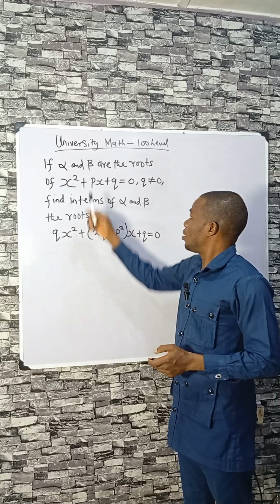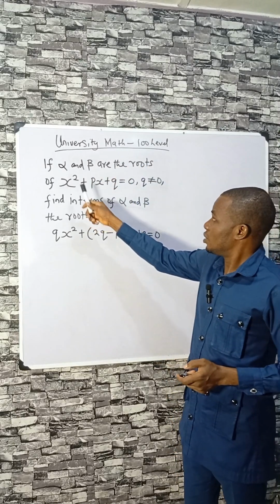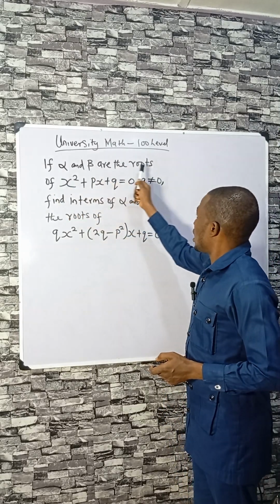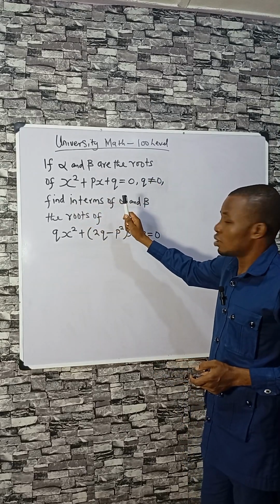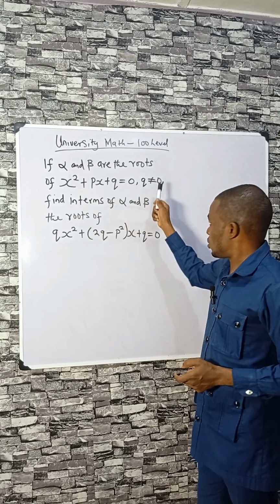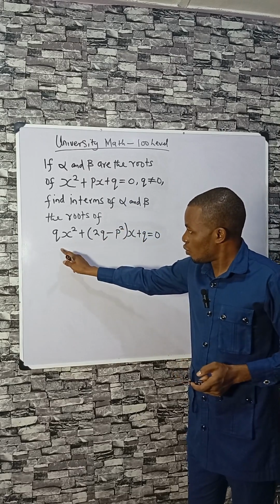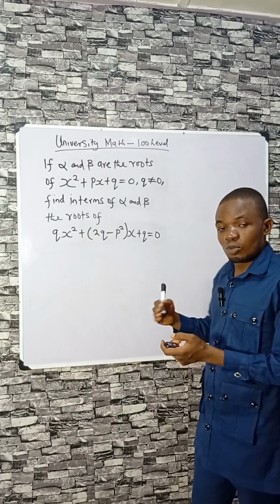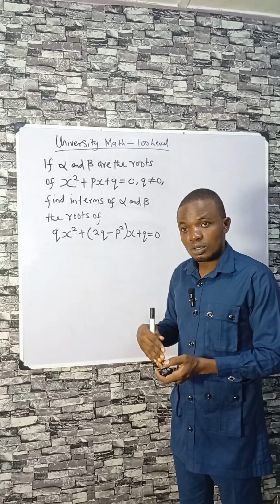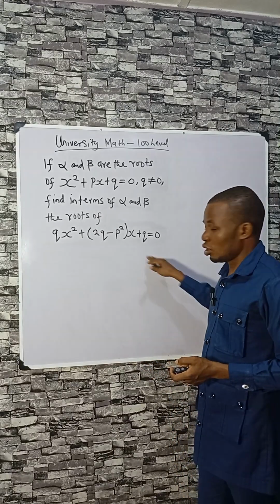Let's consider this 100 level inverse mathematics. If alpha and beta are the roots of this equation, when q is not equal to 0, find in terms of alpha and beta the root of the second equation. So we have to work with the first equation, the parent equation, to find the root of the second equation.